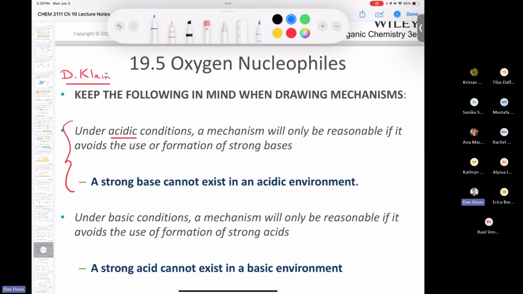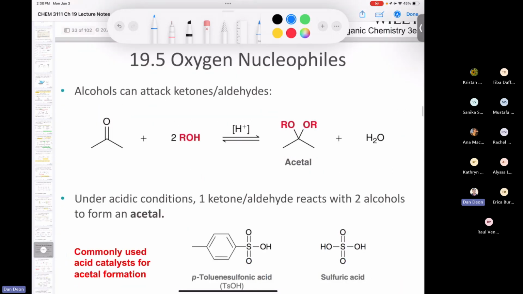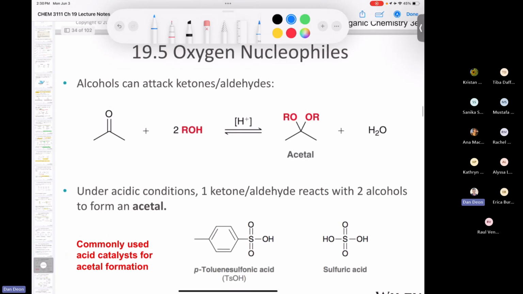However, if you're in basic conditions for your reaction, you cannot draw any strong acid in there. It won't exist. I don't know if people find this helpful or not. It's something I kind of figured out as a student, but hopefully you'll find this useful. So when you're practicing drawing your mechanisms, if you're in acid, don't draw any bases that are strong. And if you're in base, don't draw any acids that are strong, because something would be really wrong in that case.